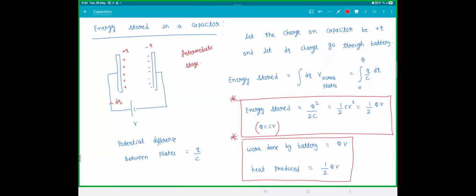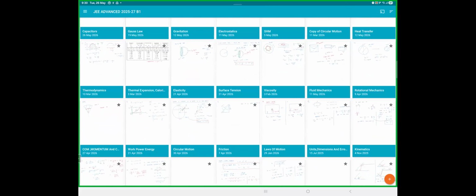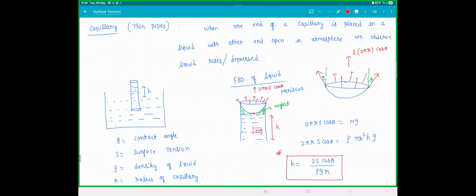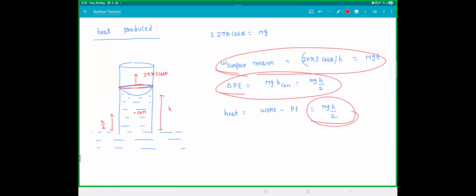And do you guys notice something here? This is not the first time you saw something like this. First time you encountered something like this was in surface tension, capillary. Work done by surface tension was mgh. Energy stored is mgh by 2. Half of the energy became heat. Remember? Heat produced in capillary action.